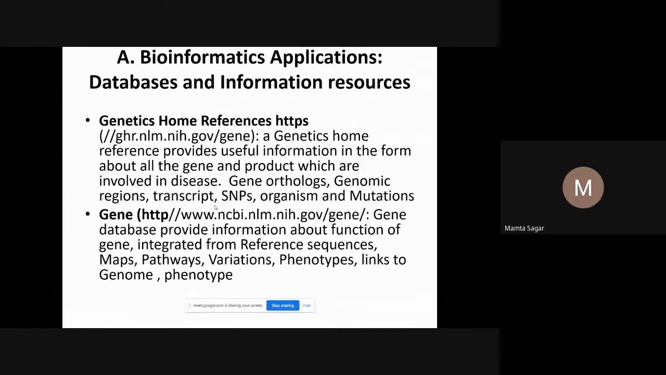And which genome is related to that, which phenotype is related to that variation, all you will get in this database. So this database is very useful, and you can search. We have searched in this database in the practical class. I have told you about this. We have searched about the genes, open reading frames, everything. We have predicted open reading frames. So many things, everything you will get here about the gene.